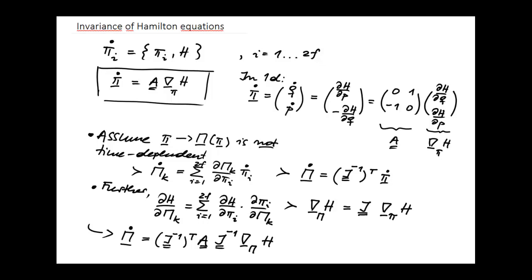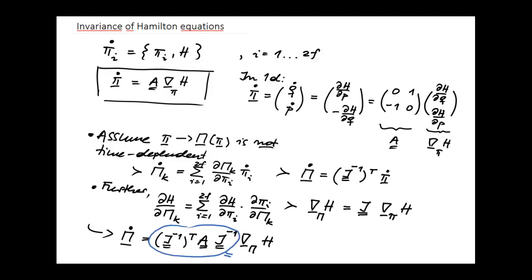So this is the equation of motion for the new phase-space coordinates. So we combined three ingredients. We used the equation of motion in the box, we used the expression relating the capital pi dot to the little pi dot, and we used the expression relating the gradient with respect to capital pi to the gradient with respect to little pi. These three results we combined into this one equation.